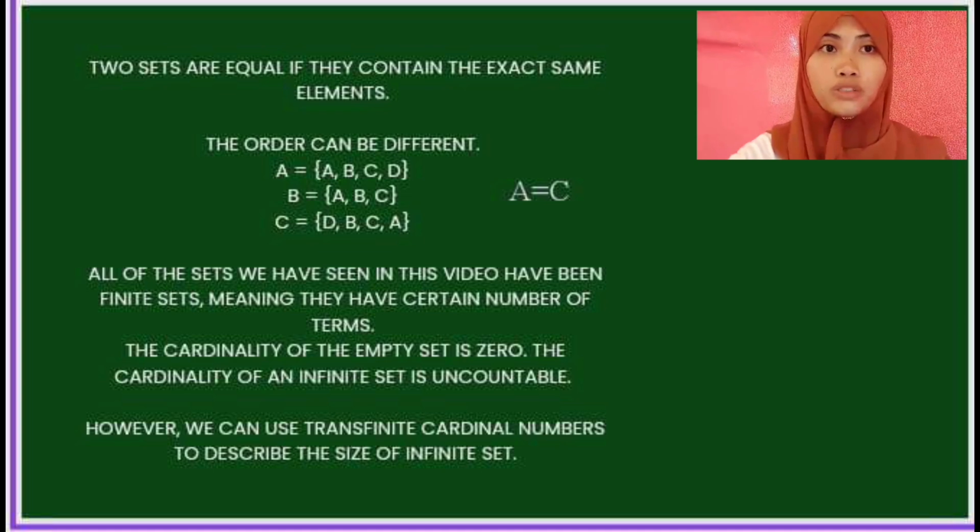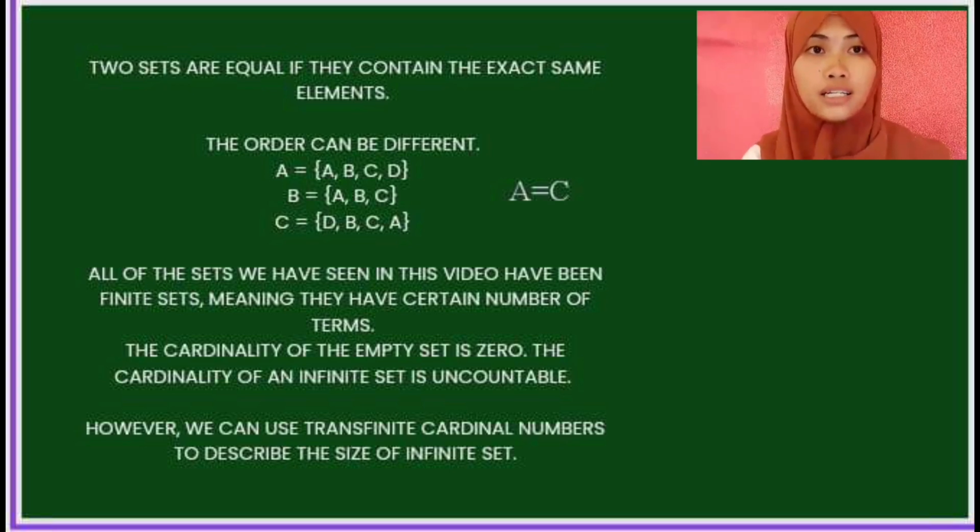The last thing I want to mention is that all of the sets we have seen in this video have been finite sets, meaning they have a certain number of elements or terms. The cardinality of the empty set is 0 because the empty set has 0 elements, but the cardinality of an infinite set we say is uncountable. However, we can use something called transfinite cardinal numbers to describe the size of an infinite set. But right now, we're just going to identify the cardinality of an infinite set as uncountable.